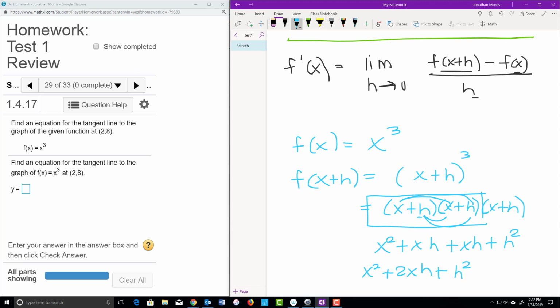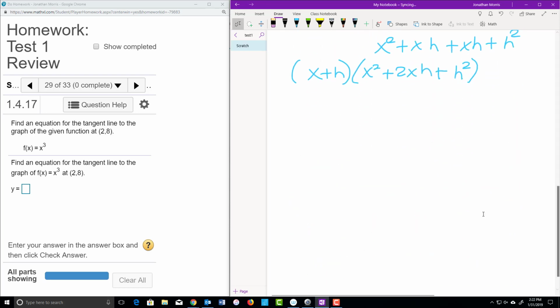Okay, what I just FOILed out, I just multiplied these first two. This is x plus h times x plus h, which is x plus h squared. But now I need to multiply that by x plus h one more time in order to get what x plus h cubed is. So follow along with me. x times x squared is x cubed. x times 2xh is 2x squared h. x times h squared is xh squared.